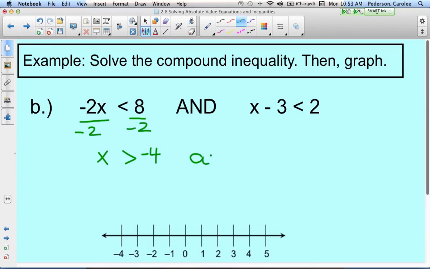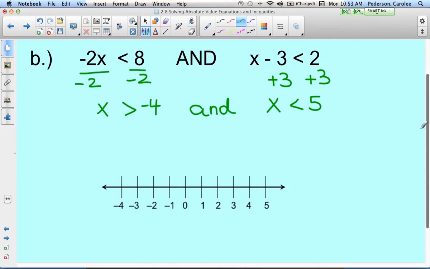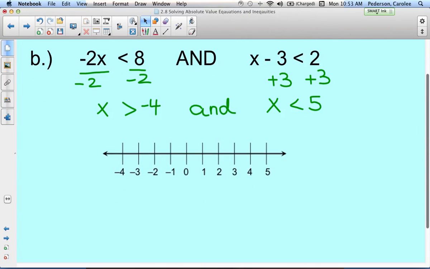And then I have the word and. Let's come over to the second inequality. I want to add 3 to both sides. So I'm left with x less than, and then 2 plus 3 is 5. Now let's graph this compound inequality. So we'll start with x greater than negative 4. So it is an open circle greater than.